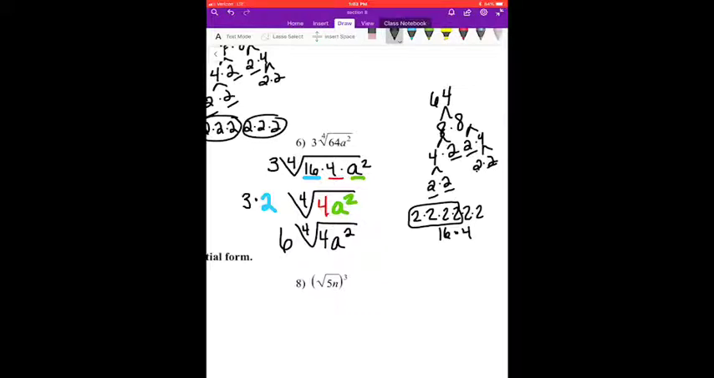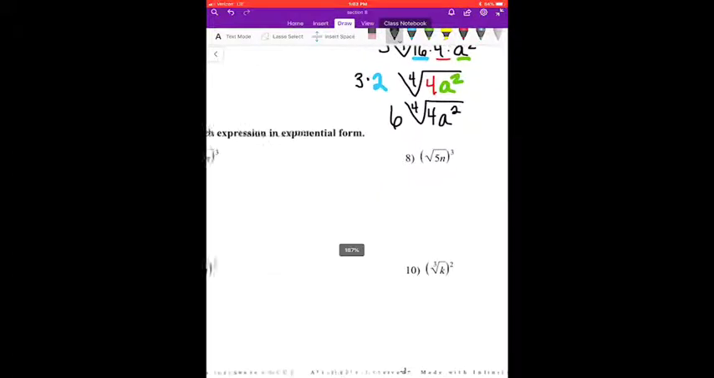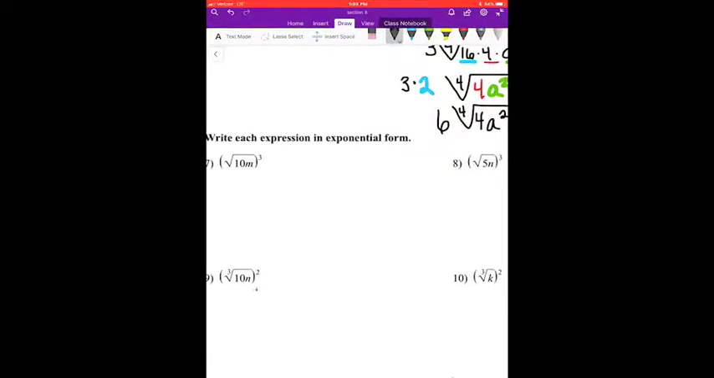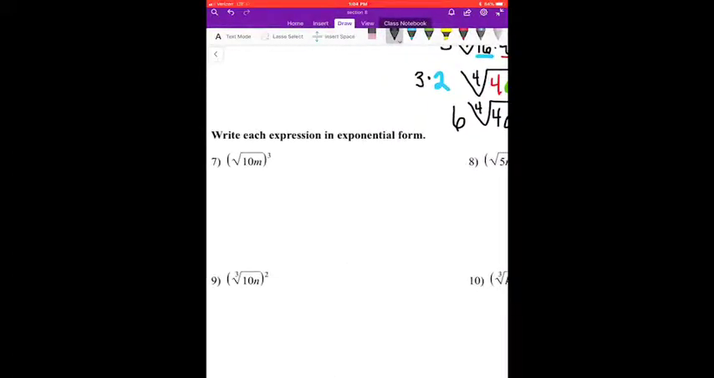All right, 7 through 10, the directions just say write each expression in exponential form, okay? That's all you're doing. On number 7, I'm taking the square root of 10m quantity raised to the 3rd power. Exponential form means get rid of the radical and write it with a rational exponent. So 10m would be my base. The whole thing is raised to the what? 3 over 2, because remember, if there's nothing in the index, it's a square root, which means 2.